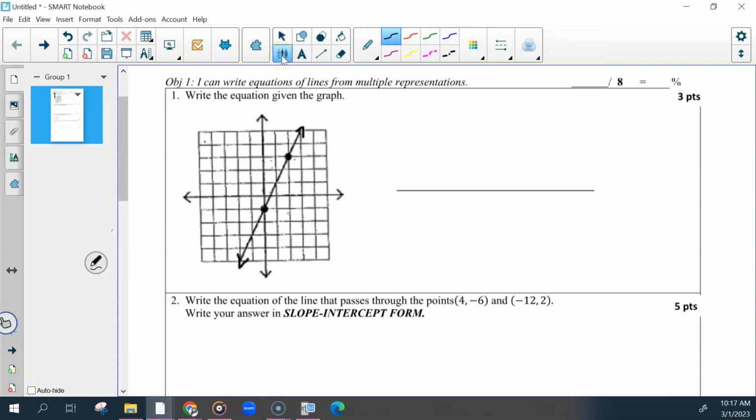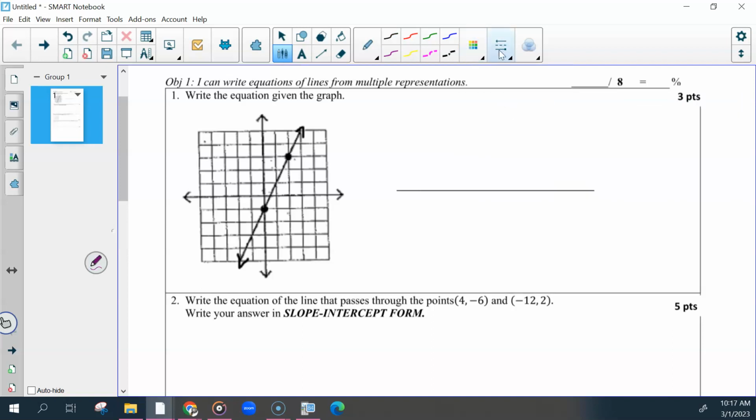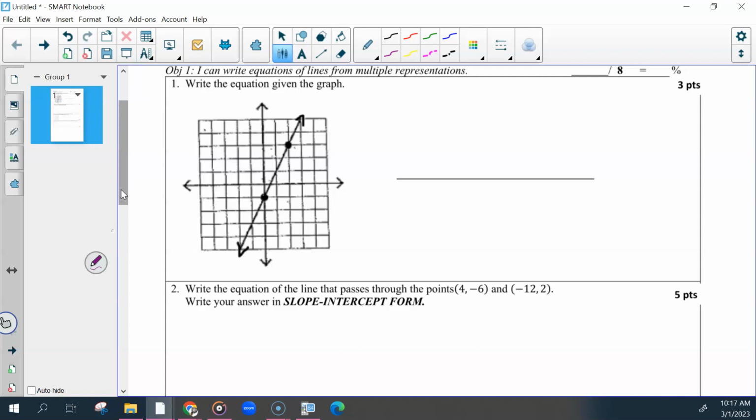For the most part, objective 1, you guys did fairly well. So good job on that. You have to find the slope and y-intercept of number 1. Your y-intercept was at -1. Your slope was 4/2, which simplifies to be 2. Some of you simplified, some of you did not. Make sure you always simplify. And then your equation was y equals 2x minus 1.